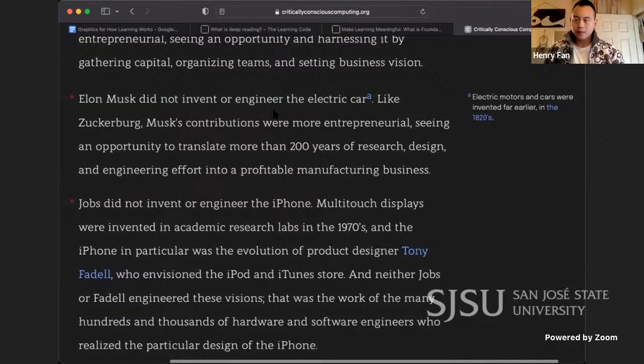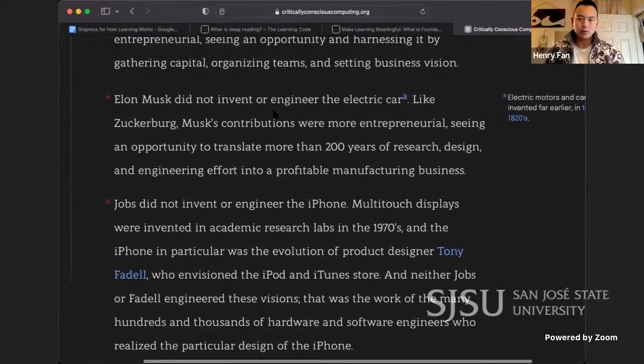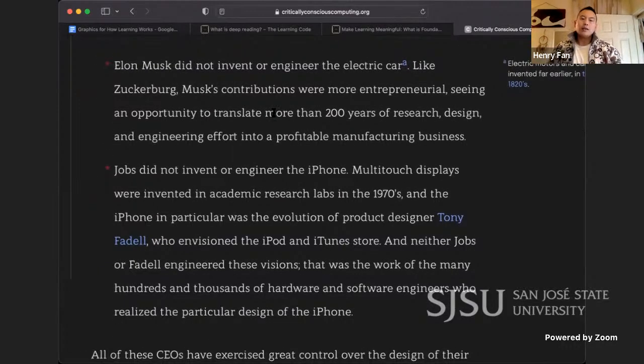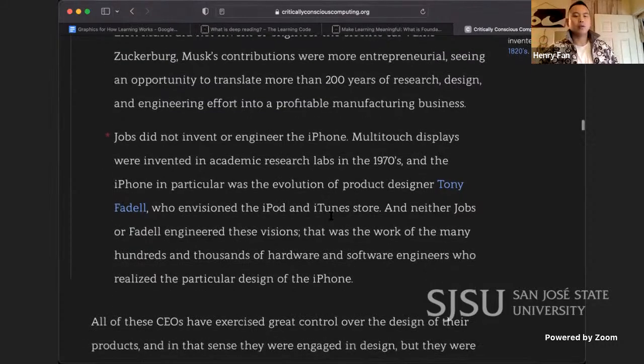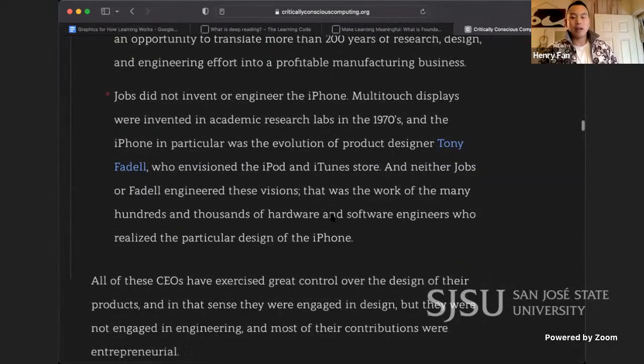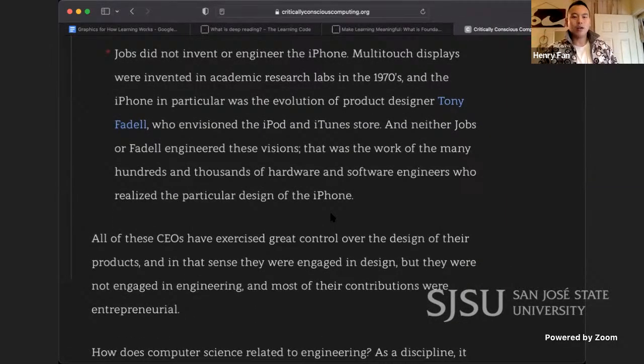Electric motors and cars were invented far earlier, in the 1920s. Steve Jobs did not invent or engineer the iPhone. Multi-touch displays were invented in academic research labs in the 1970s, and the iPhone in particular was the evolution of a product designer, Tony Fadell, who envisioned the iPod and iTunes Store, and neither Jobs nor Fadell engineered these visions.